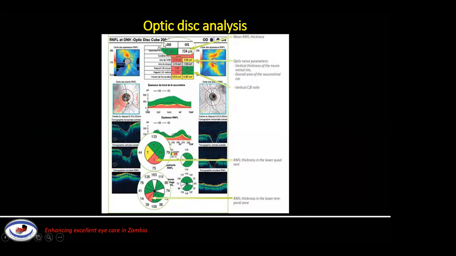Okay, so this is just optic disc analysis, sorry. Here it's showing us the mean retinal nerve fiber thickness, then here it's showing us the parameters that are measured on the optic nerve. Then for the retinal nerve fiber layer, we measure the thickness in the lower quadrant and also the thickness in the lower temporal zone.